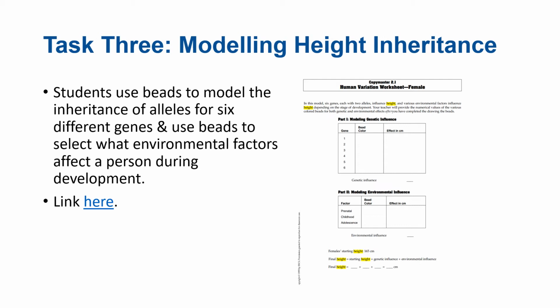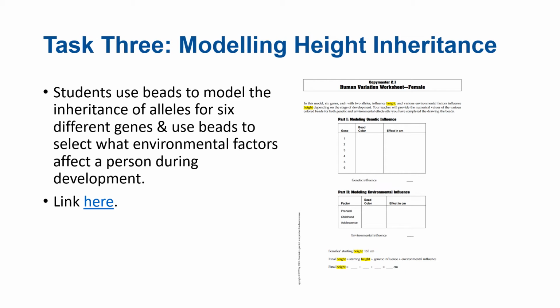You can also do this task positioning height as a monogenic trait, where you just have one gene, a couple of beads, every student in the class picks their beads out, and you get a height out of that. And then you can compare the degree of variation that you get in your, I suppose, offspring generation when everybody in the class is modeling height as a monogenic trait versus everyone in the class modeling height as a polygenic trait.